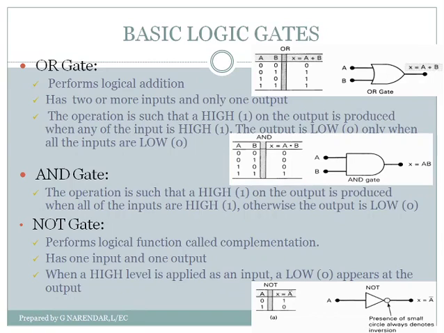So first we'll look at the OR gate. The OR gate is an electronic circuit which performs logical addition between two or more elements. For simplicity, first we'll be considering only two elements, A and B. So this OR gate is an electronic circuit which performs logical addition between the two elements A and B.